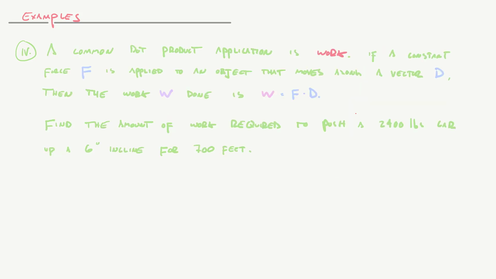Next example, which is really example 4. A common dot product application is called work. It's a physics thing. If a constant force F is applied to an object that moves along vector D, then the work W done is given by W is equal to F dot D. Basically, in science, forces only do work when an object is moved. So for example, if a person is pushing against a brick wall, the wall's not moving. That's not doing any work, right?